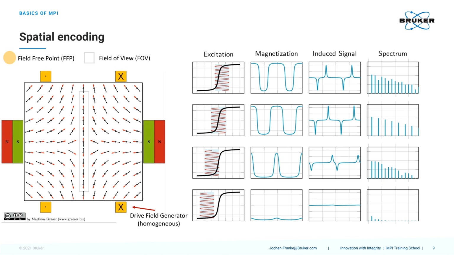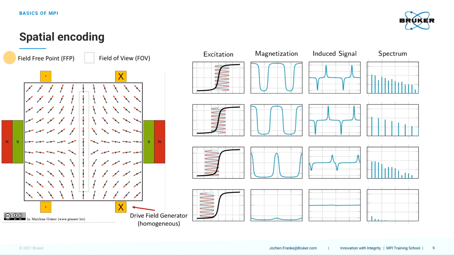So what you can see here is the time course of the magnetization for different points in space, the induced signal, which is a derivative of this magnetization curve, which looks different, and last but not least, the spectrum of these particles or of this induced signal, which is just a Fourier transform of the time signal.